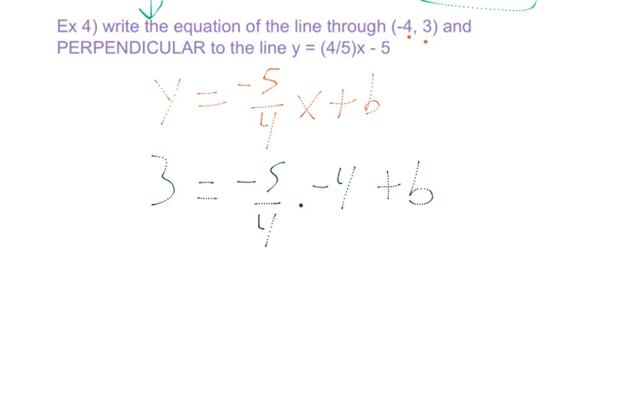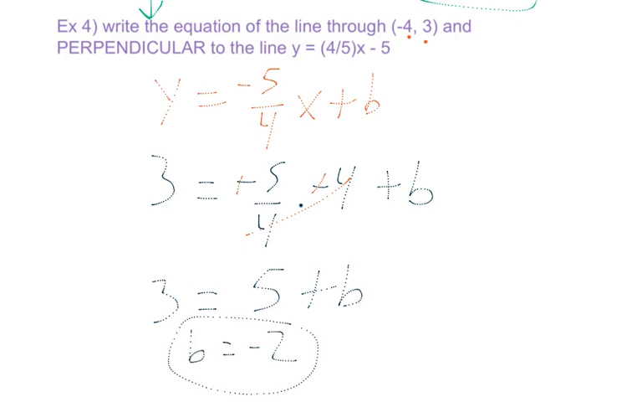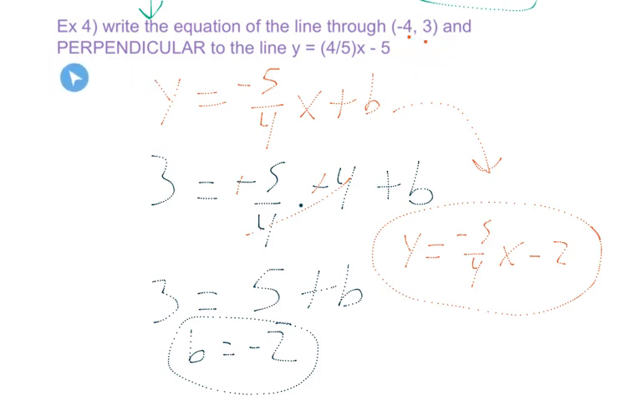The nice thing here is that these 4's cancel out and the negatives cancel out. So I have 3 equals 5 plus b. Pretty nice here, right? Because again, these cancel and these cancel because they multiply 2 negatives. If 3 equals 5 plus b, then from both sides I subtract 5 and b equals negative 2. So my final equation is going to be y equals negative 5/4 x minus 2. So I have then found a line that's through this given point, negative 4, 3, and perpendicular to the line 4/5 x minus 5.